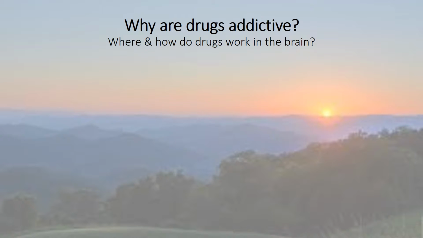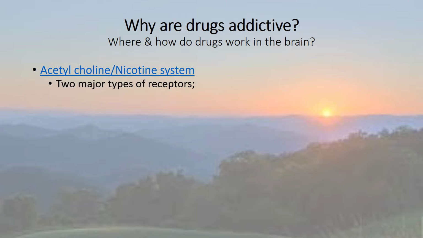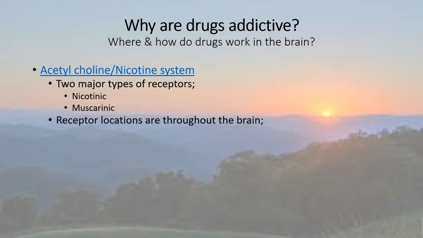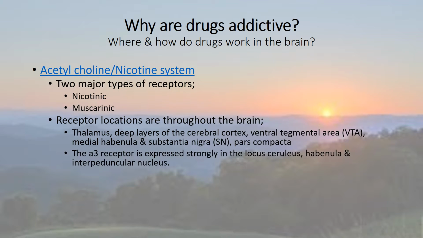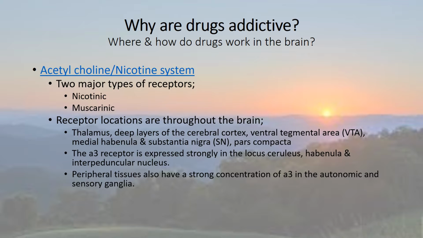Acetylcholine has two major types of receptors, nicotinic for nicotine and muscarinic. These receptors are located throughout the brain: the thalamus, deep layers of the cerebral cortex, ventral tegmental area, medial habenula, substantia nigra, and pars compacta. There's an A3 receptor strongly expressed in the locus coeruleus, habenula, and intrapeduncular nucleus. Peripheral tissues also have strong concentrations of the A3 receptor in the autonomic and sensory ganglia, and the A4 receptor is quite prevalent in the trigeminal ganglion, which involves the face.